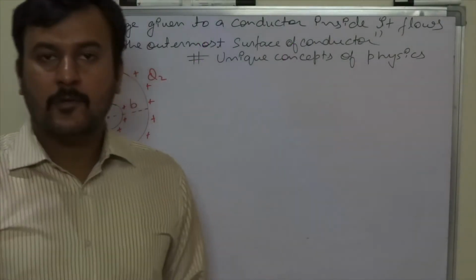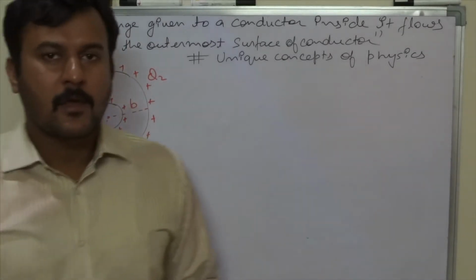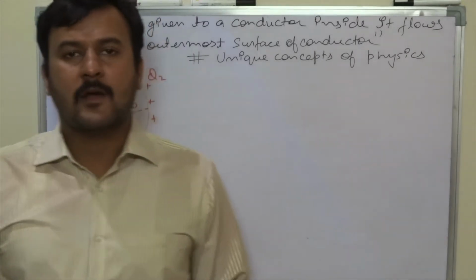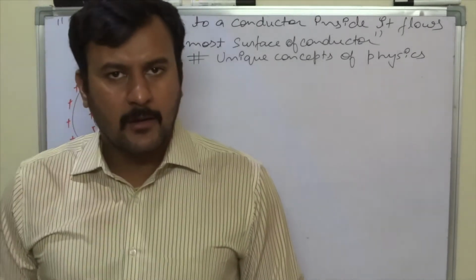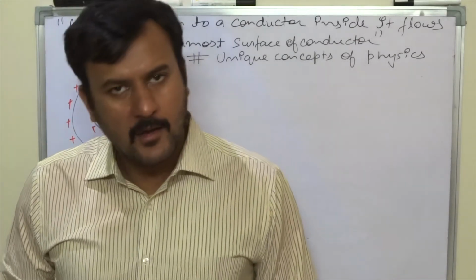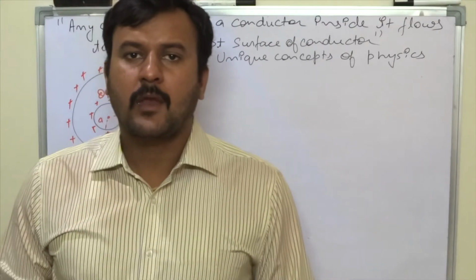Hi guys, today with my another video I'll illustrate to you a very important concept: any charge which is given to a conductor always flows to the outermost surface of the conductor. And why this happens, I'll illustrate with an example.